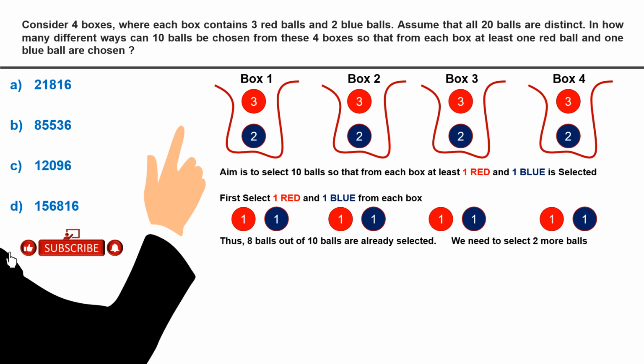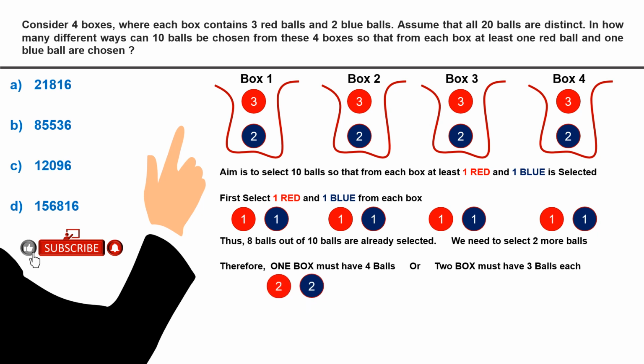Now these 2 balls can be placed in two different ways: either 2 balls together in one of the boxes, or one each in two different boxes. And also notice that these 2 balls can be both red, both blue, or one red and one blue. So I consider that one box contains 4 balls and 2 boxes contain 3 balls each. For simplicity, we consider the 2 balls as 2 red.